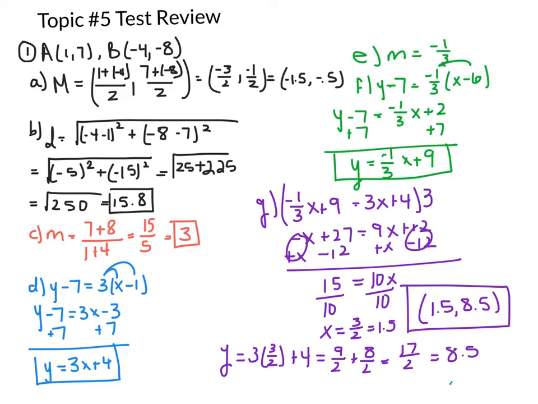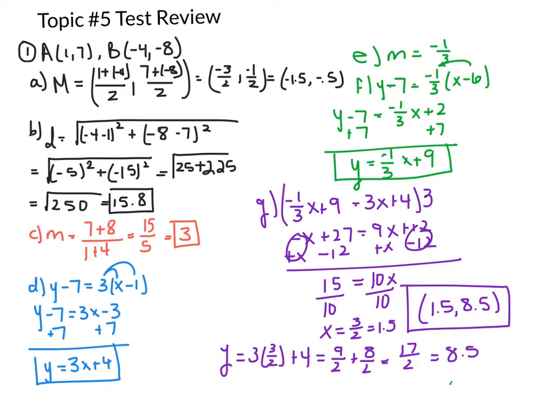Part B asks you to find the distance between the two, which means you're going to subtract the x-coordinates and square it, subtract the y-coordinates and square it, add them, and then square root the whole thing. Doesn't matter which order you subtract them. I did (-4 - 1) squared plus (-8 - 7) squared. So you end up with 25 plus 225, which is the square root of 250, which if you plug that in your calculator, you end up with about 15.8.